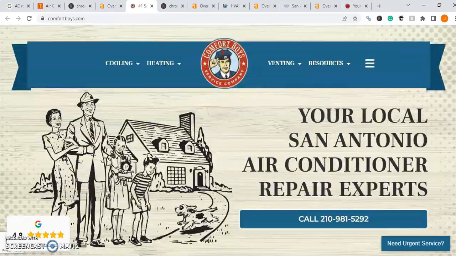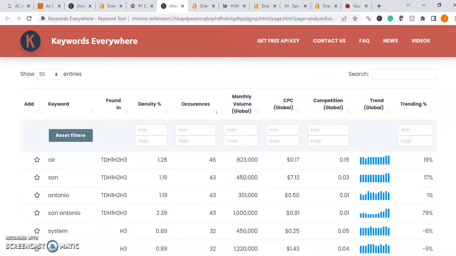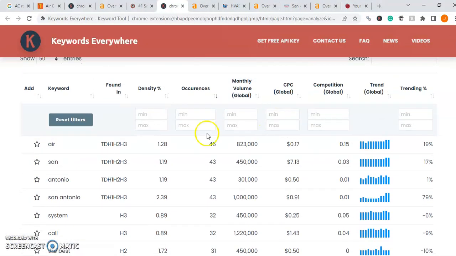So, let's take a look at their keywords and see how relevant this content is and what type of keywords they're using to put themselves on that first page. Once again, we're back to keywords everywhere. And if we scroll down here, you'll notice that they have air at number one. Like I said, very common industry specific keyword. And then they immediately went to that location at the number two spot. Then they had system, call, the best, and it really starts to fall off after that.